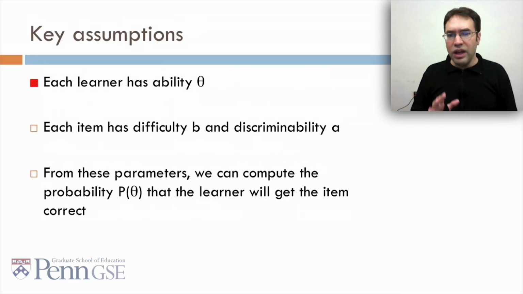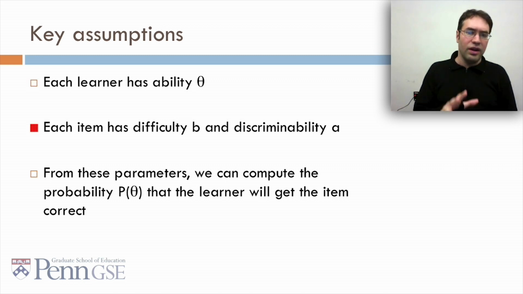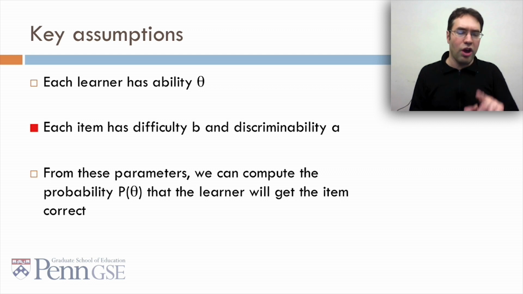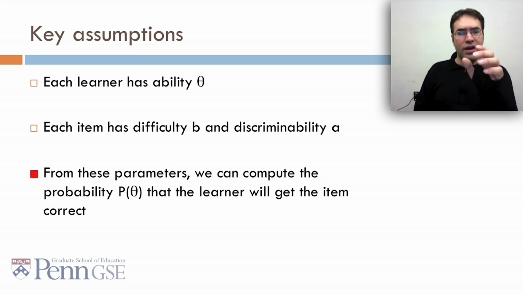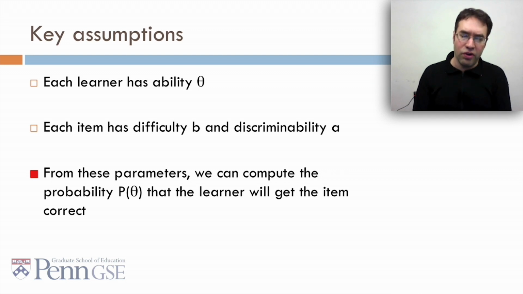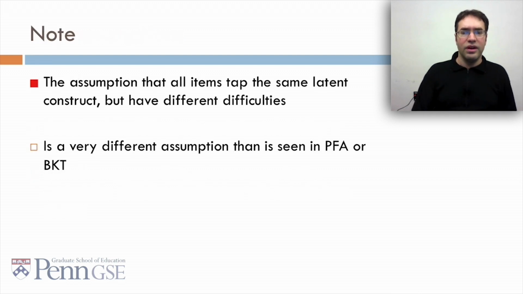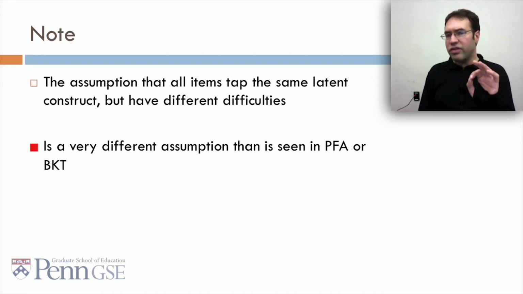Another assumption. Each student has an ability called theta, and each item has a difficulty, B, and discriminability, A. We'll talk about what discriminability means in a second. From these parameters, we can compute the probability, P of theta, that the learner is going to get the current item correct. Now, the assumption is, again, that all items tap the same latent construct. Everything involves math, but they have different difficulties. And this is a very different assumption than seen in PFA or BKT.